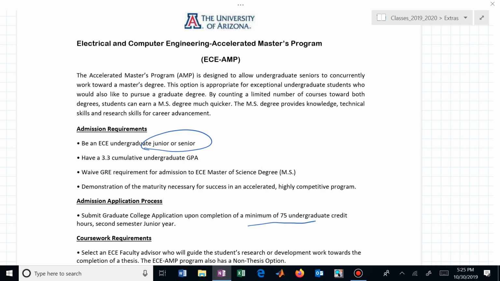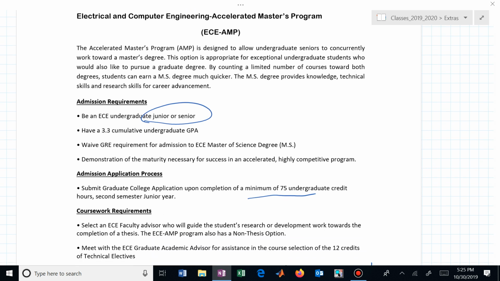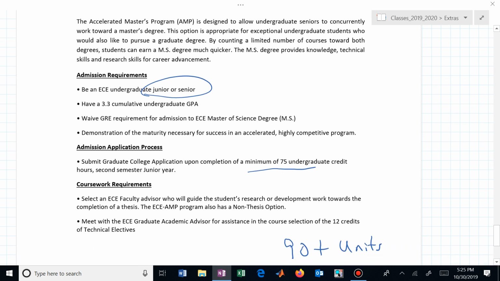And the way this works is it actually allows you to double count. You can take up to 4 classes, 12 units of coursework at the undergraduate level that are actually graduate level courses that count towards your BS, but they also count when you get into your MS, toward your graduate degree as well. You can now be thinking about this as a junior, but obviously you want to be thinking about this before you start your senior year, so you give yourself enough lead time to potentially take the classes that you want.